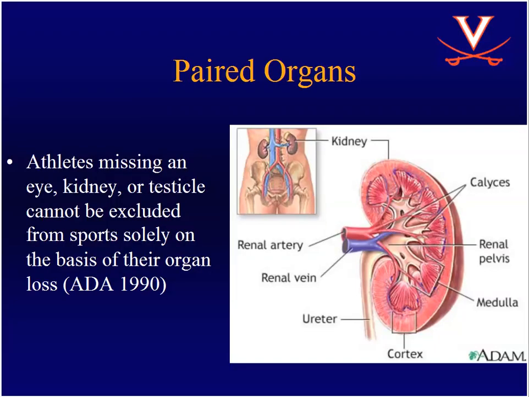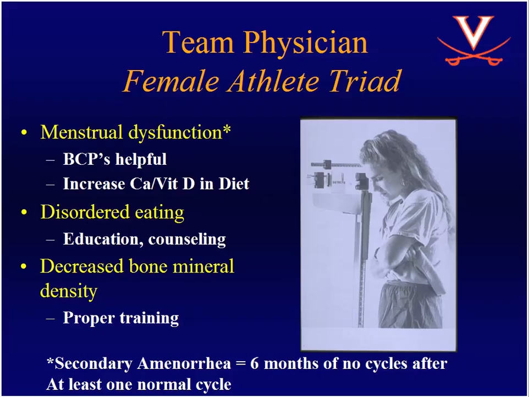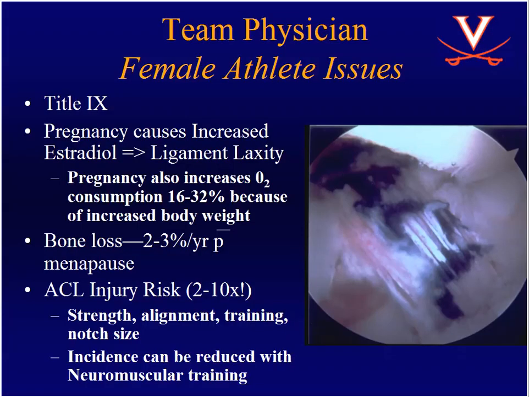Paired organs, the key test question here is, according to the Disability Act, you cannot tell an athlete they can't play because they only have one kidney or one testicle or one eye. And so that's the Disability Act. Female athlete triad, we're all aware of this: menstrual dysfunction, disordered eating, bone mineral osteopenia. The key here is to make sure they have good nutrition, and often birth control pills are appropriate. Title IX means that female athletes have equal access to training rooms, et cetera. You'd be aware of that as you go take care of teams.